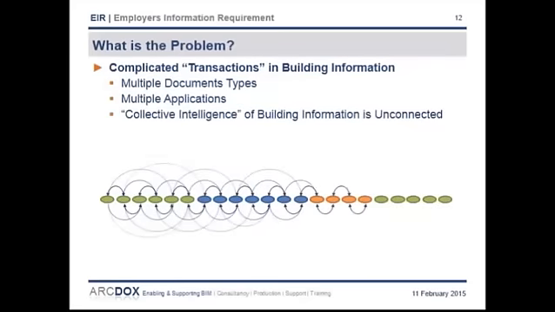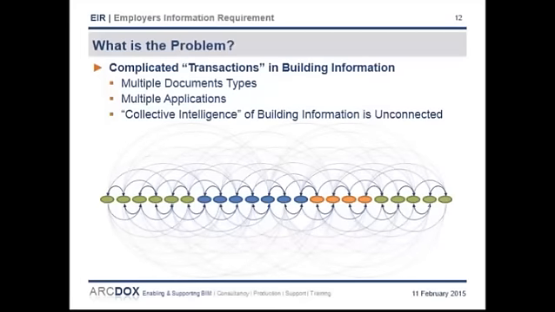And because of this high level of fragmentation, we get a complicated series of transactions of information about the building through multiple document types and applications, where information is stored in paper documents or in people's minds or on personal computers or multiple servers, to the point that the collective knowledge about a building is almost impossible to find or comprehend, resulting in a lot of duplication of effort.